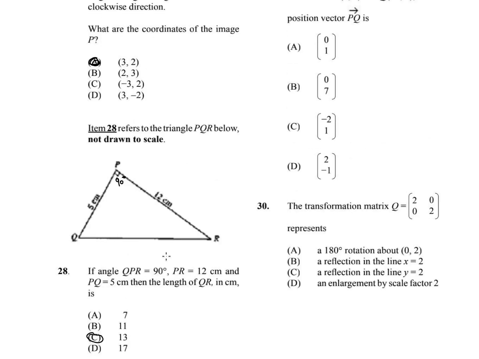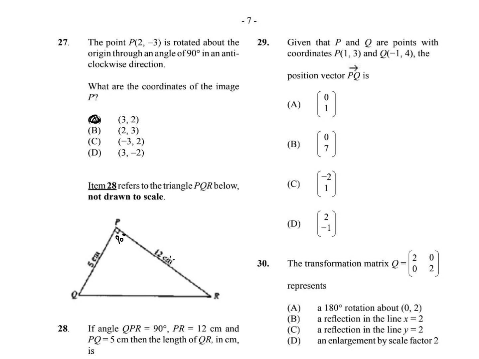Let's move to question 29. Given that P and Q are points with coordinates P(1, 3) and Q(-1, 4), the position vector PQ is what? Working the question of position vector, the answer is C.